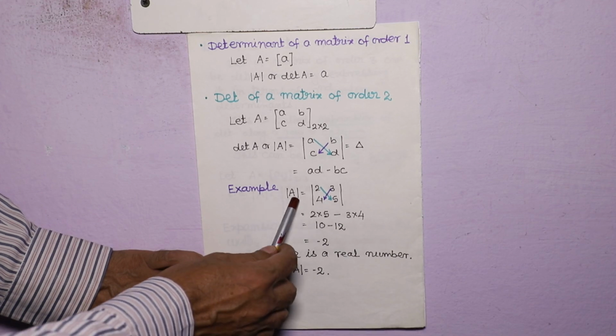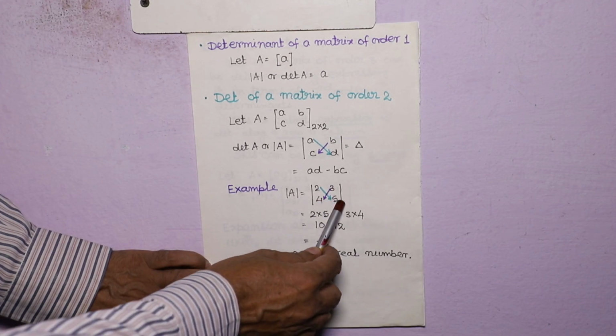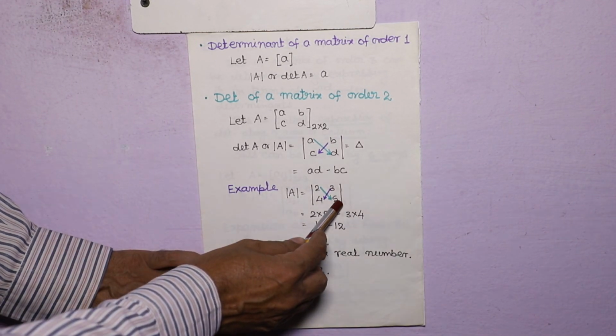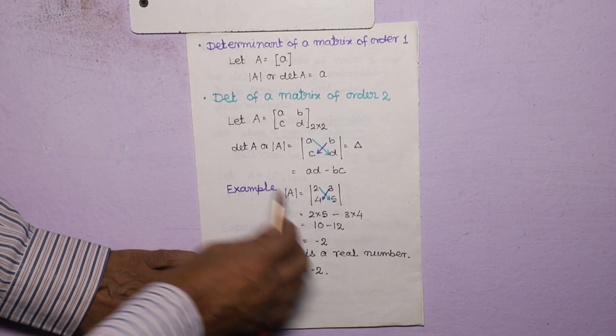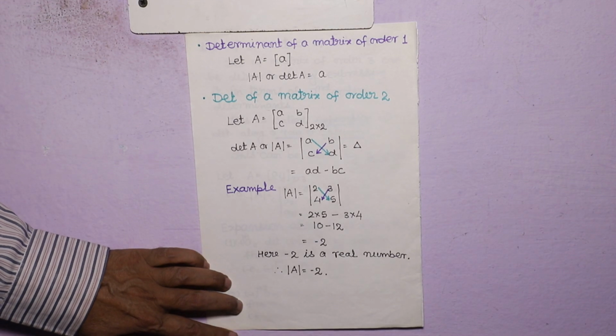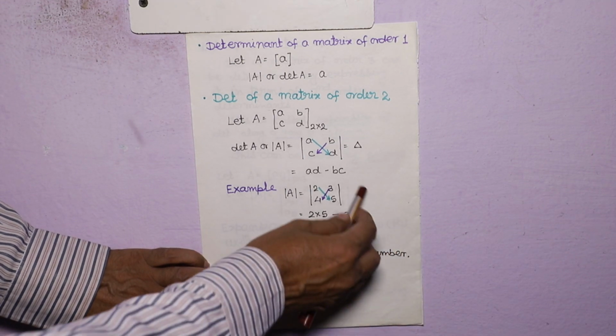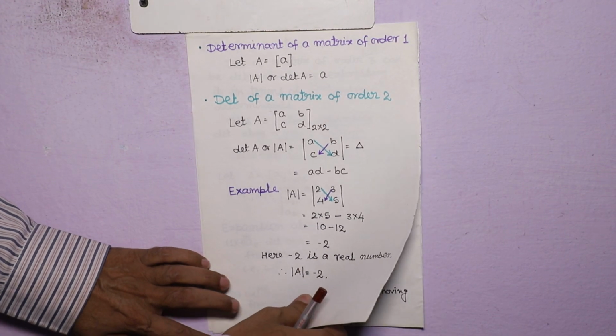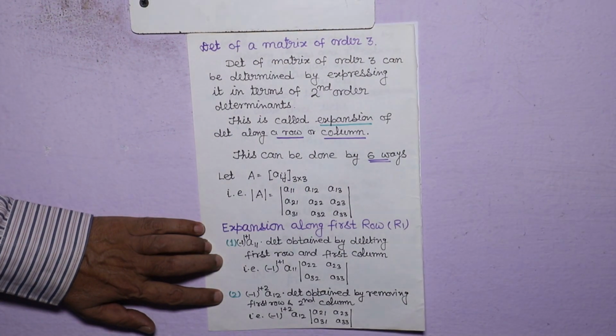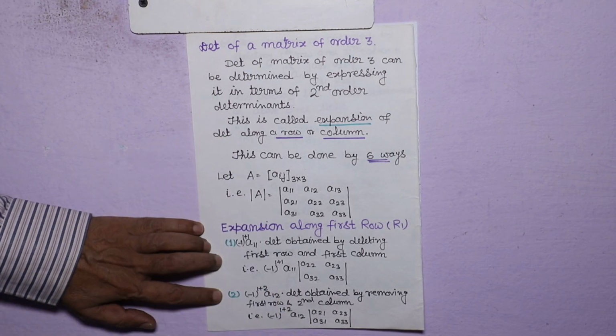For example, let determinant A be |2 3; 4 5|. So its value is 2 into 5 minus 3 into 4, that is 10 minus 12, which is minus 2. Here minus 2 is a real number, so the determinant is minus 2. Thus we can see that this is a real number. The number may be complex also.